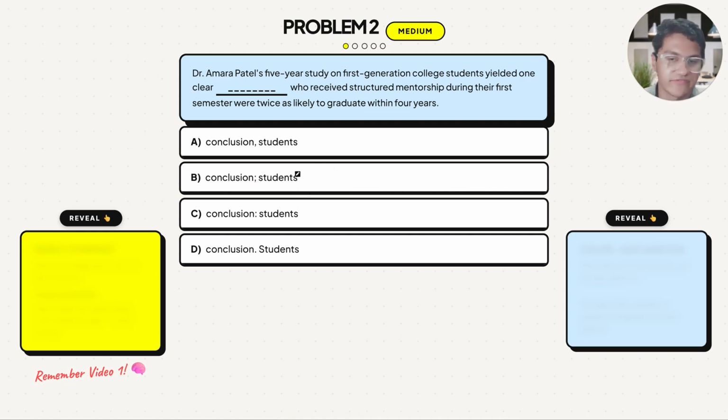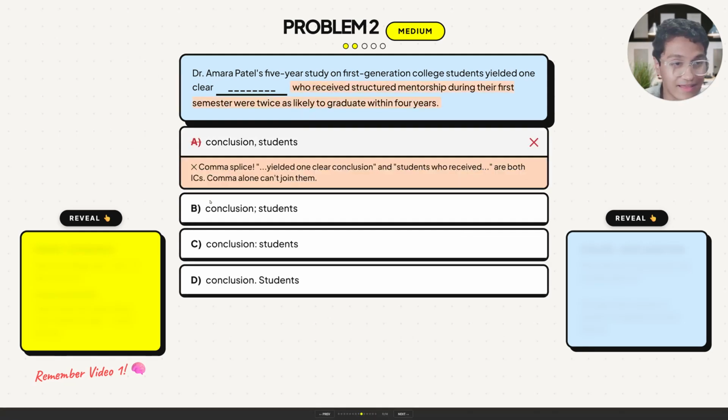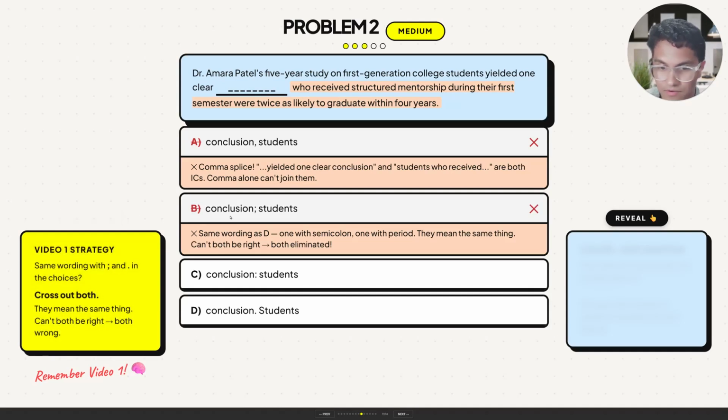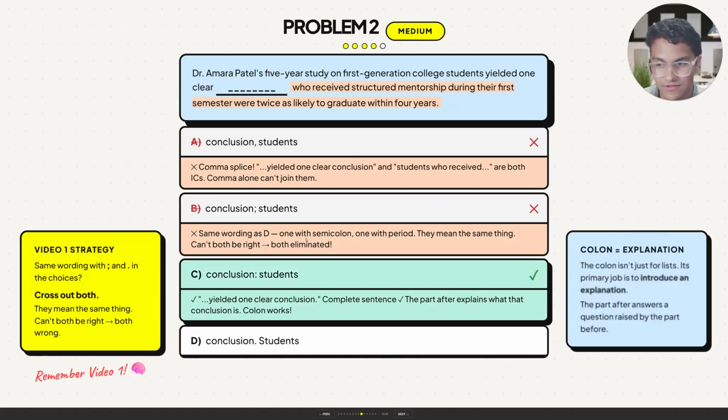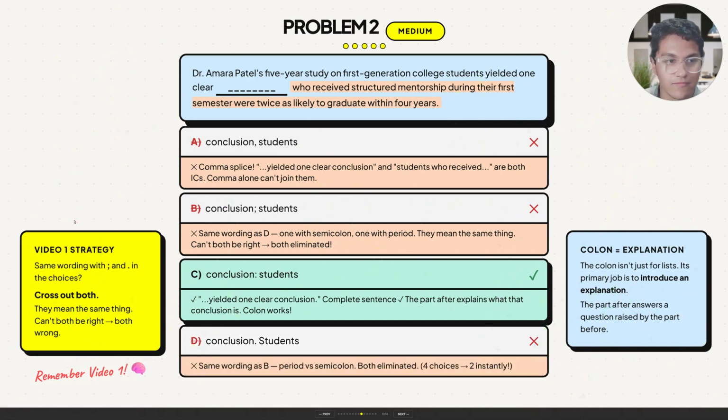We can also do this without process of elimination, since the second half expands on what this conclusion was. What was Dr. Amara's conclusion? Her conclusion was that those who received structured mentorship were twice as likely to graduate within the 4 years. Comma splice, you can't connect two independent clauses with only a comma. Same wording as D, they're both incorrect, which makes C the correct answer. Yay, we got it correct.